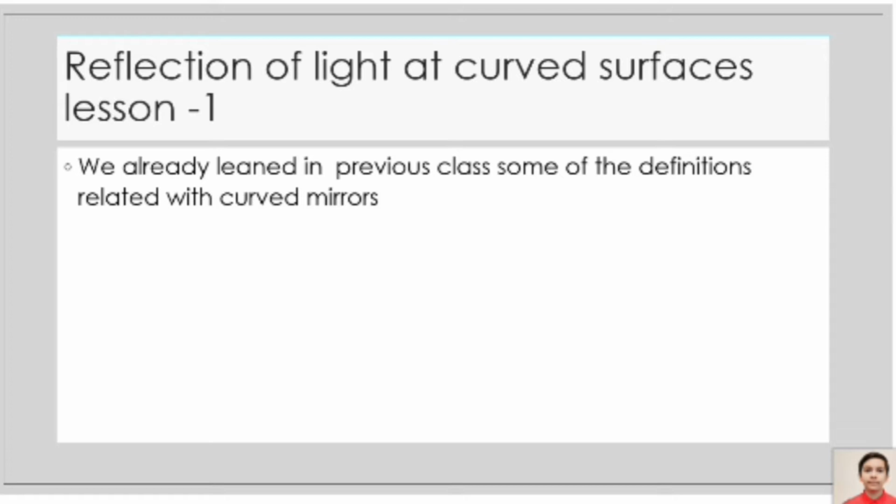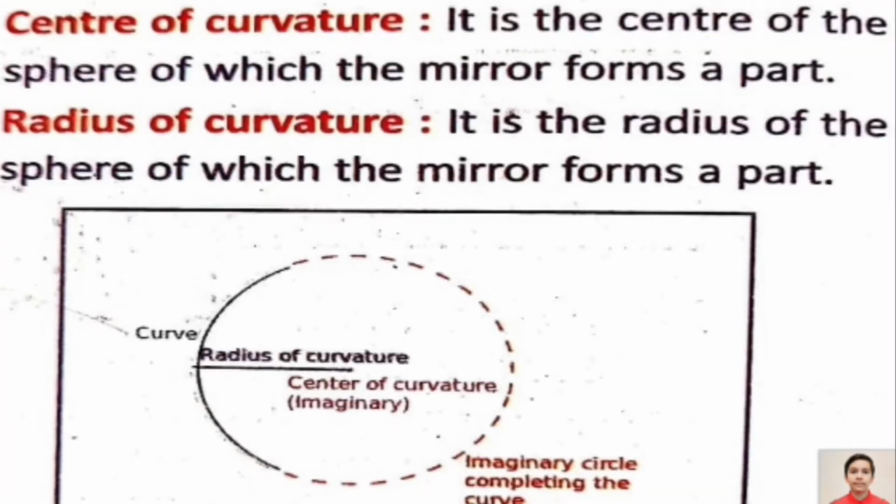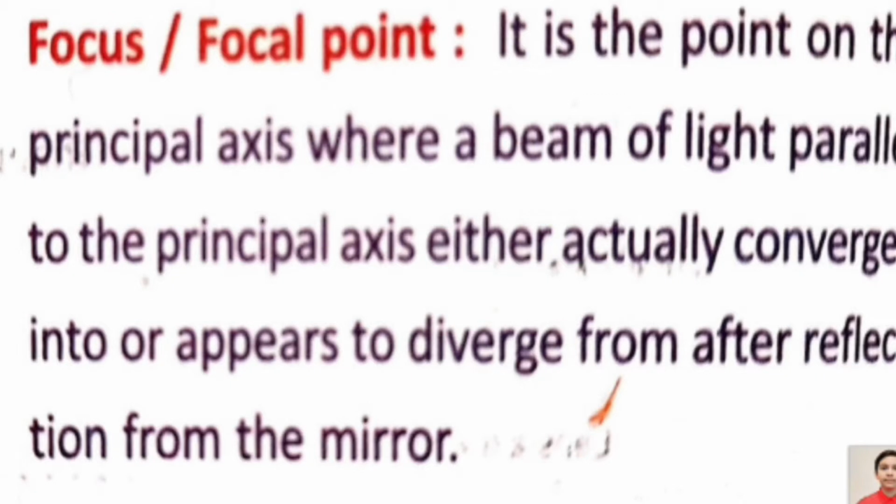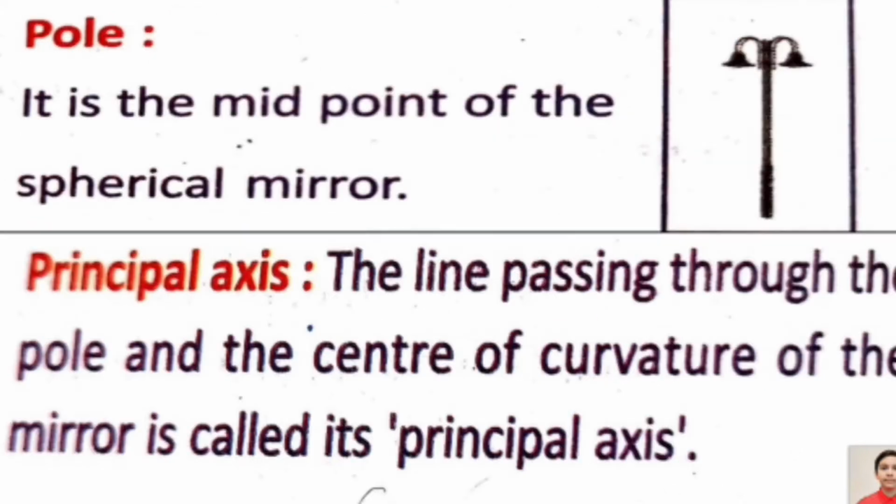Now we have already learned in the previous class some of the definitions related with curved mirrors. If you haven't seen the previous class, the video's link is in the description. You can check it out. In the previous class, we learned about center of curvature, radius of curvature, focal length, focus or the focal point, pole, the principal axis, etc.